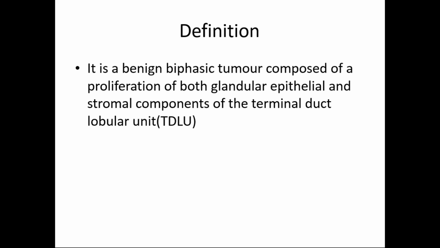Today I am discussing about the fibroadenoma. It is basically a benign lesion of the breast, and it is mainly composed of a biphasic component. One is a glandular component, and it consists of glandular epithelial and stromal elements of the terminal duct lobular units. These terminal duct lobular units are the end terminals of a lactiferous duct in the breast.